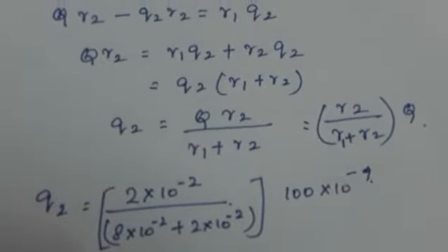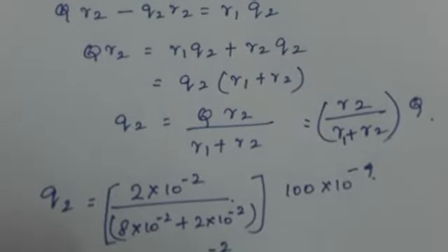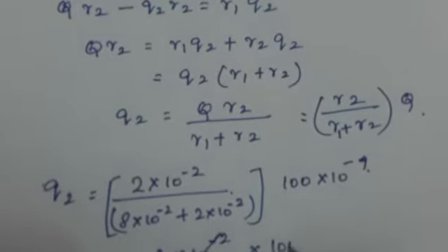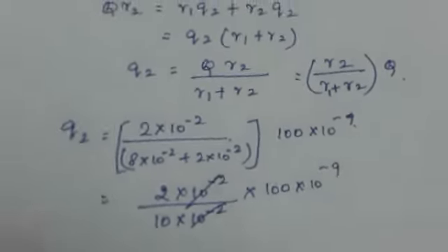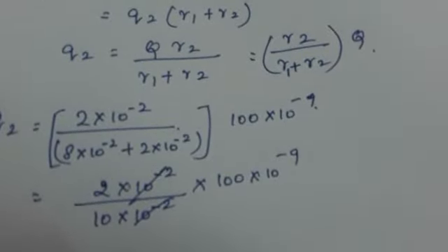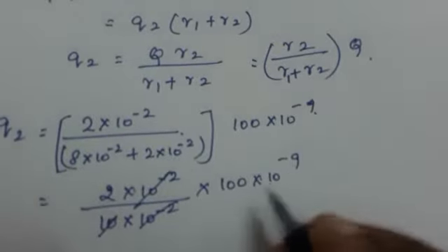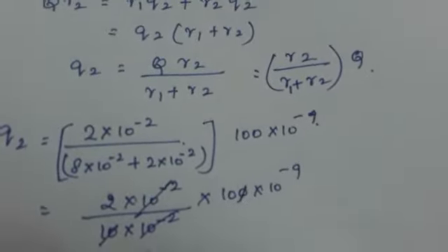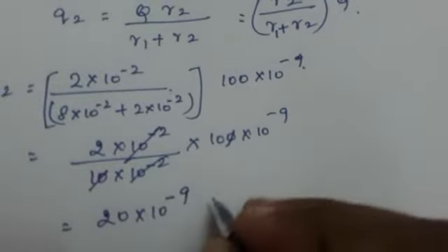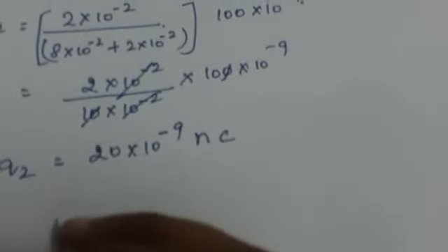Now if you do this, that is 2 into 10 raised to minus 2 divided by 10 into 10 raised to minus 2. 10 raised to minus 2 will get cancelled here, into 10 raised to minus 9. What is 2 by 10? 2 by 10 is 1 by 5. Or you can cancel it here. This and this will get cancelled. 2 into 10 is what? 20. 20 into 10 raised to minus 9 nanocoulomb. This is your Q2. Now how to find out Q1?